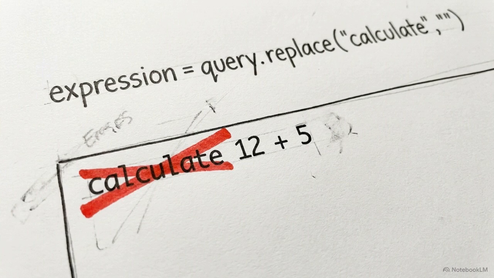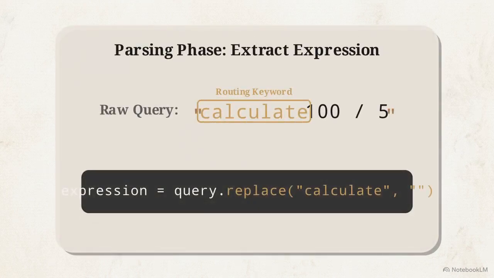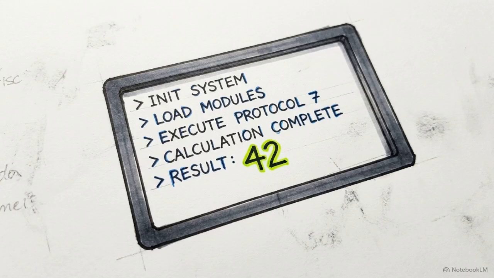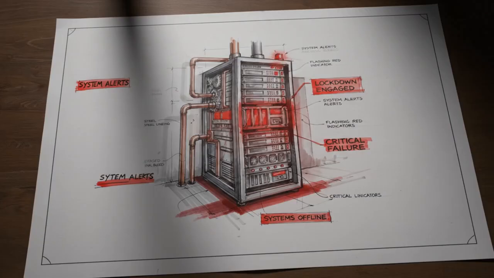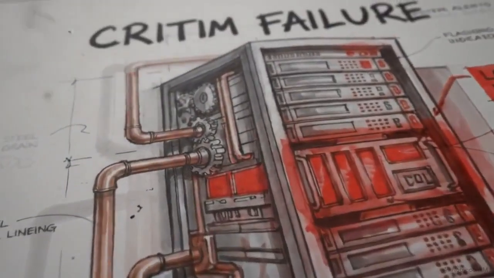To execute the selected tool, parse the user's query and strip away the routing keyword. If the input is calculate 25 plus 17, replace the word calculate with a blank space, so only the exact math expression remains. Run the script. Your terminal processes the extracted expression and prints the exact deterministic mathematical result. Stop here. Deploying this exact code into a production environment would be a fatal mistake.